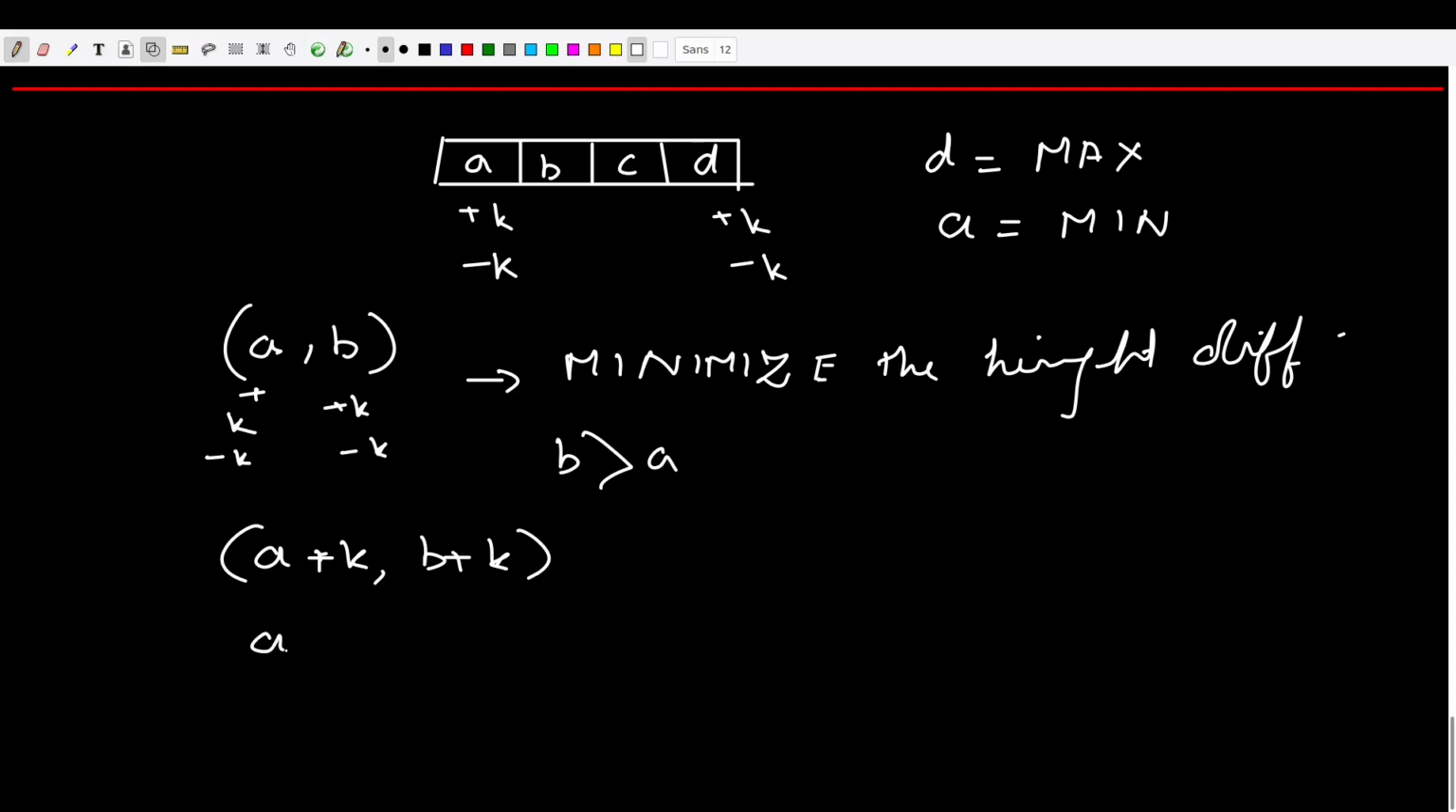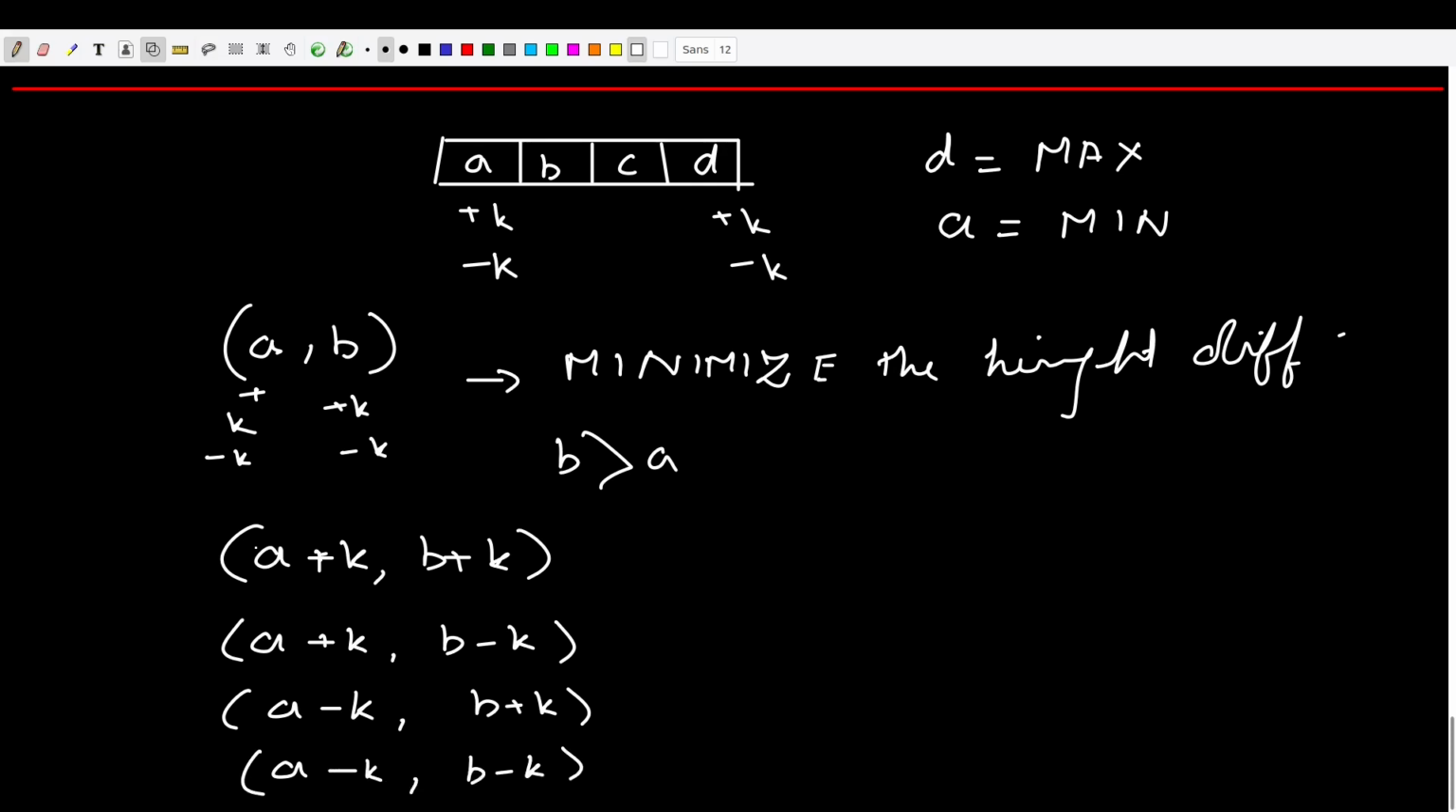The second pair will be our A plus k and B minus k, right? Similarly, the third pair will be A minus k and B plus k, and the final pair will be A minus k and B minus k. Okay.